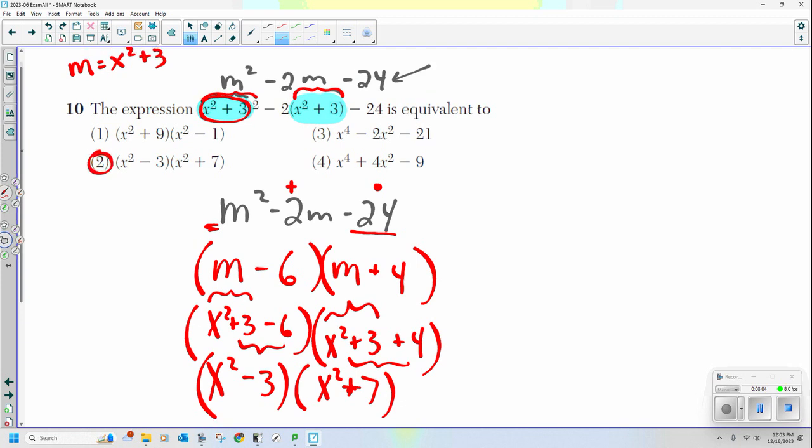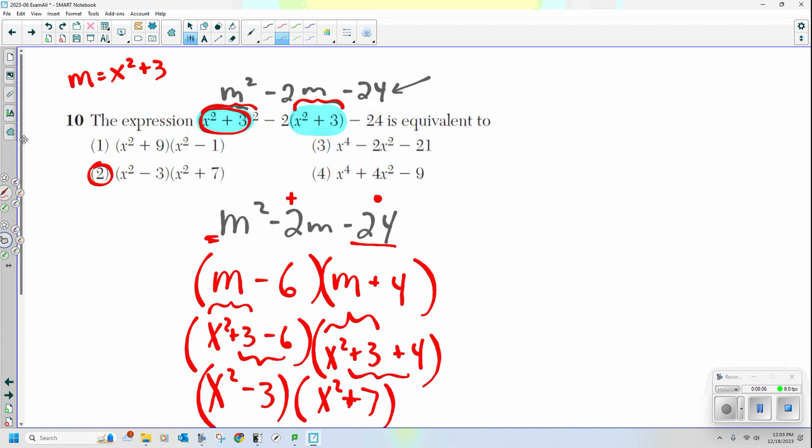So basically, instead of giving us one variable, like we made here, to factor using multiply and add, they gave us this x² + 3, this binomial. I'm still going to find two numbers that multiply to negative 24 and add to negative 2, my negative 6 and positive 4, except the x² + 3 is going to go in front of each one. That's really all they're saying and doing.